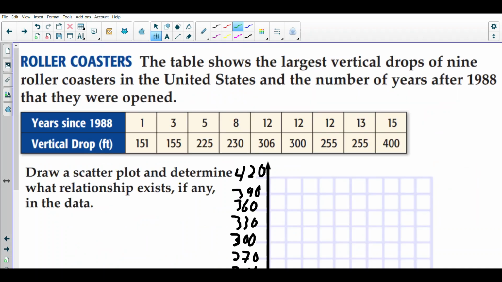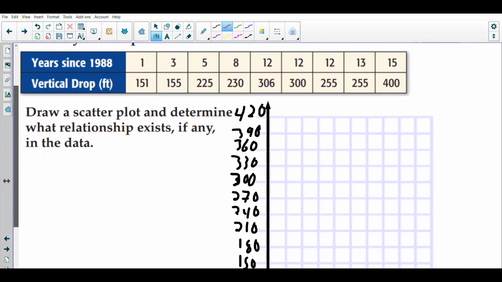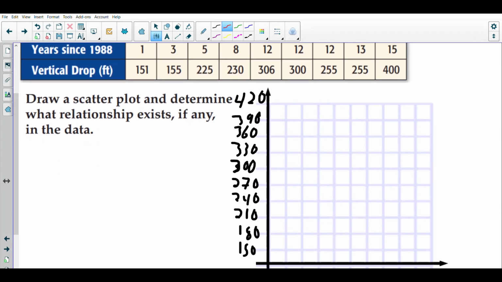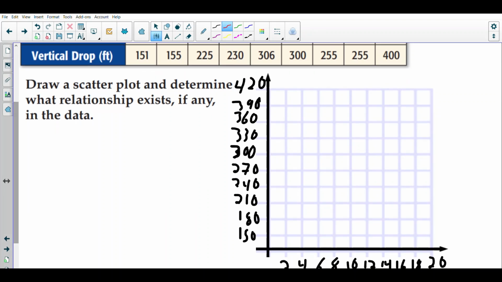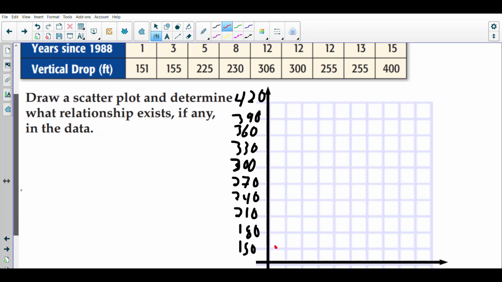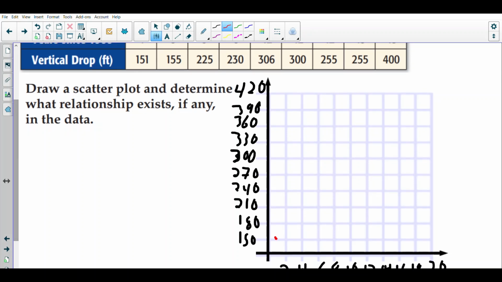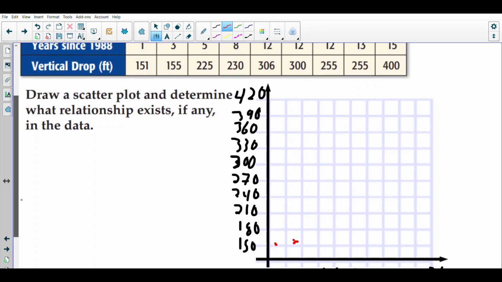Okay, so now let's do our own. The table shows the vertical drops of 9 roller coasters in the United States and the number of years after 1988 that they were opened. So we're going to draw a scatter plot. We have 1, 151. I'm going to estimate here. It's right about there. It's kind of hard to do. And 3, 155, not much higher than that. And then we jump to 5, 225.